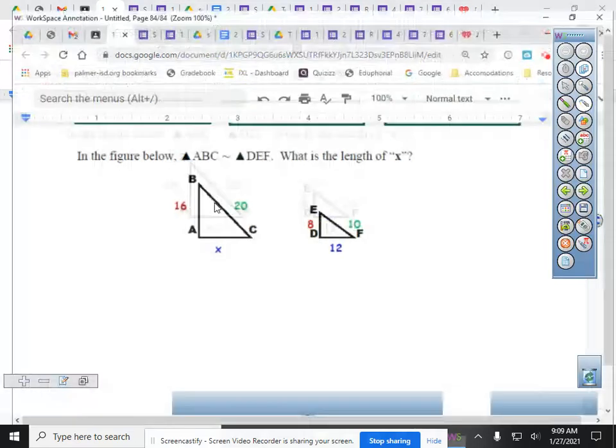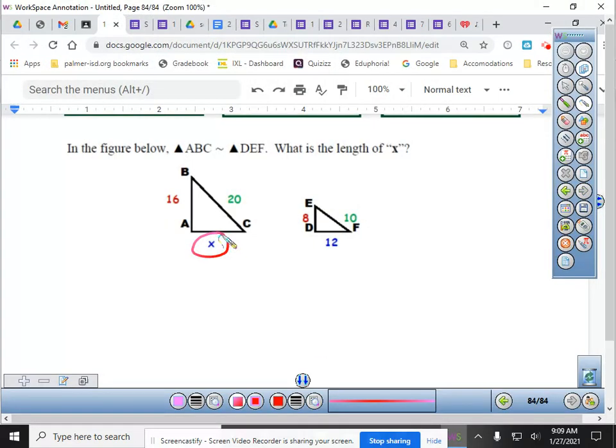So right here, you have to use X. What number corresponds with X? 12. But you can pick which number you want to use on the other one. You want to use 16 or 20? 20. So I'm going to box that one. And who goes with 20 over here? 10. So you have to use the 10 if you use the 20. Do you see you have to use the corresponding sides, right?